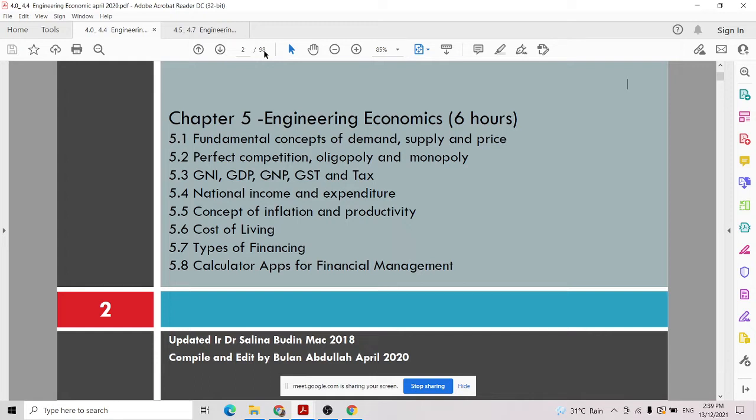Taxes is at the last slide. Then we have national income and expenditure, inflation and productivity, cost of living, types of financing, and lastly calculator apps. Chapter 5.5 up to 5.8 we will discuss in another slide. Today we focus on 5.1 up to 5.3.